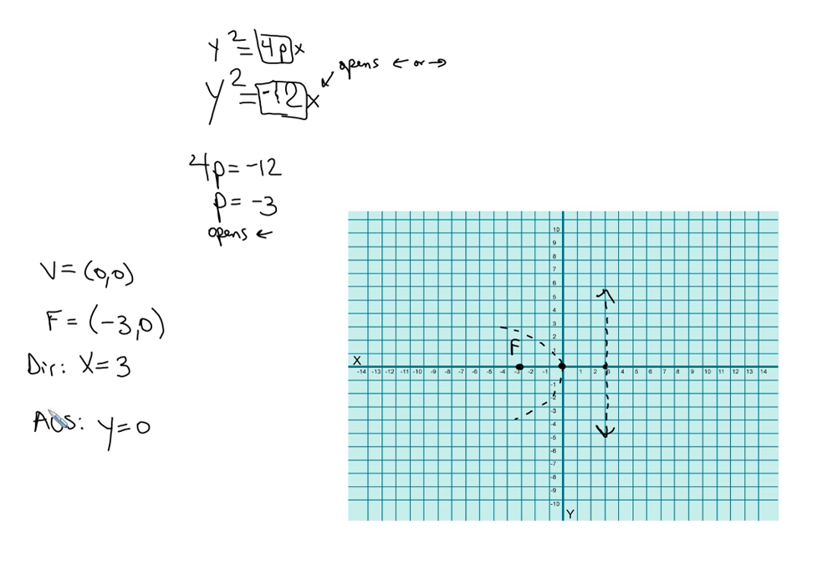It's pretty easy. Okay, the last thing we have to do is draw it, the focal width. And again, you don't have to do it with the focal width, but it's a nice way to go. That's the absolute value of 4p. What was 4p equal to? Negative 12. What's the absolute value of negative 12? 12. So if the width of this through the focus is 12, how far do I have to go each way? So I'm going to go from the focus up 6, and from the focus down 6.